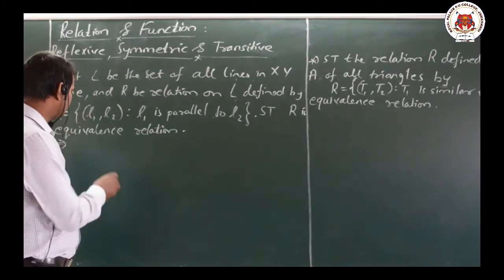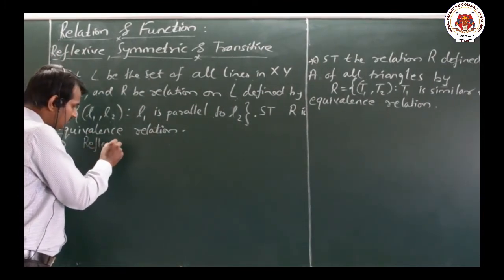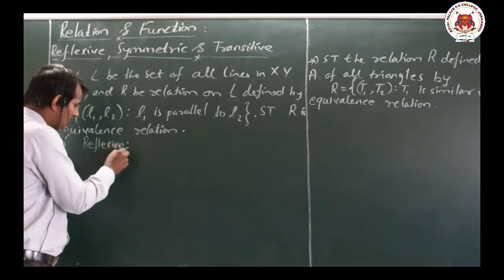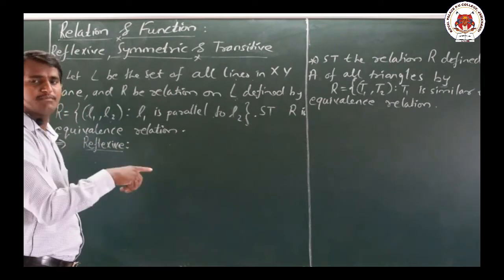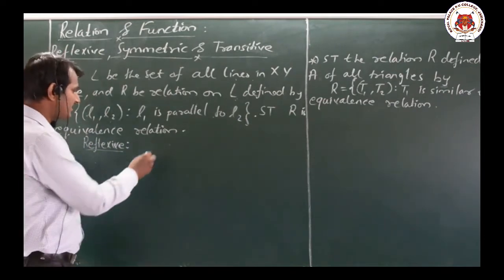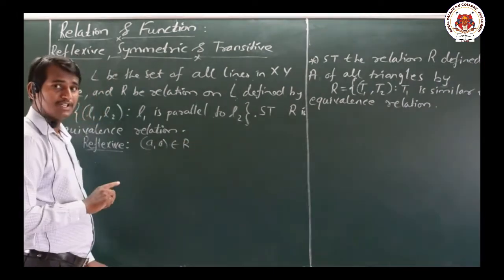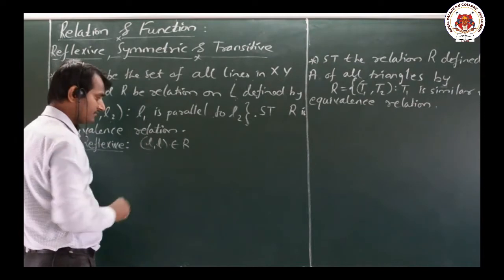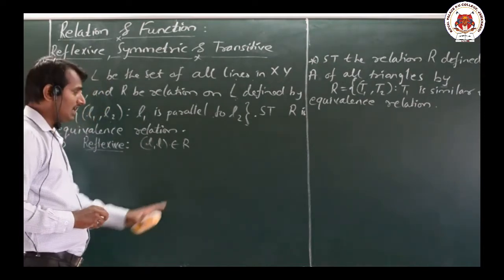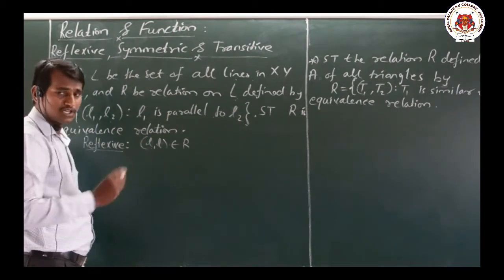So now the first one, that is reflexive. What do you mean by reflexive first of all? Reflexive means (A, A) belongs to R, the same elements. Now here let us take (L, L) belongs to R. Why are we taking L here? Because we take L as the set of all lines.